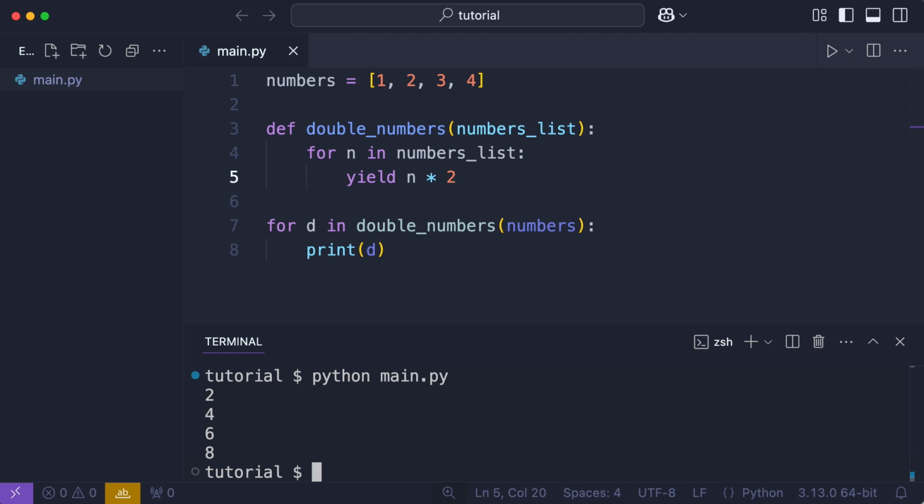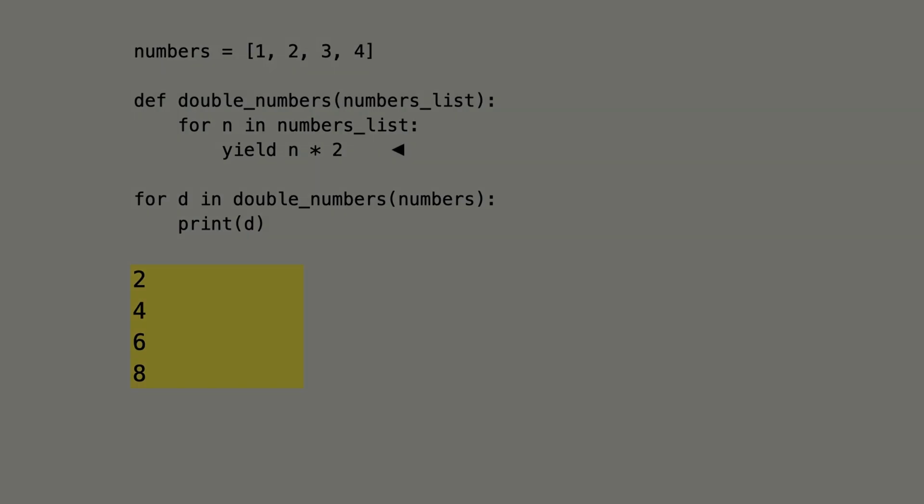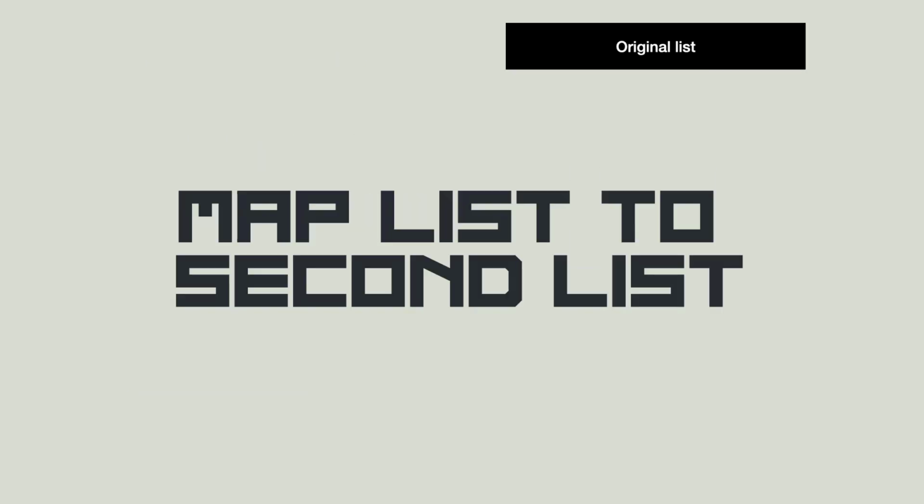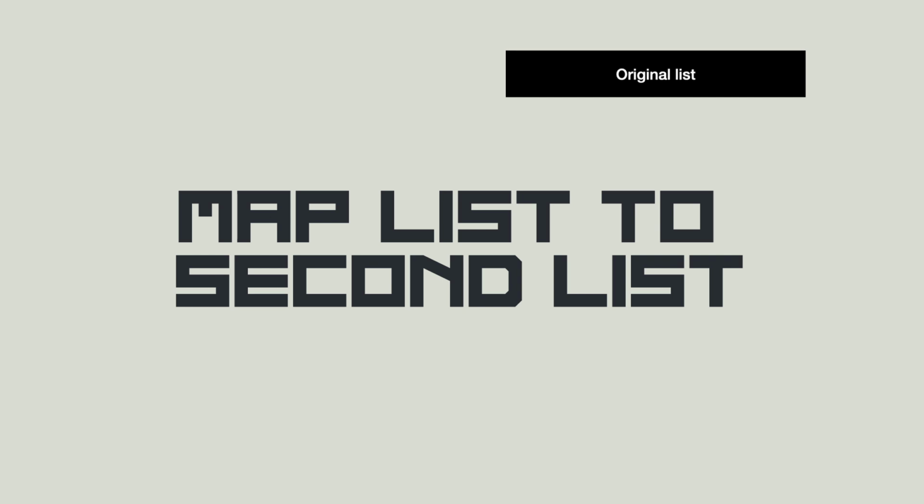That's it? You bet. Impressive. It is quite amazing how the yield statement turned the function into a generator. No matter how big the numbers list is, the double_numbers generator will always have the same size. What I just did is called mapping. I mapped a list to a second list where each element is processed.